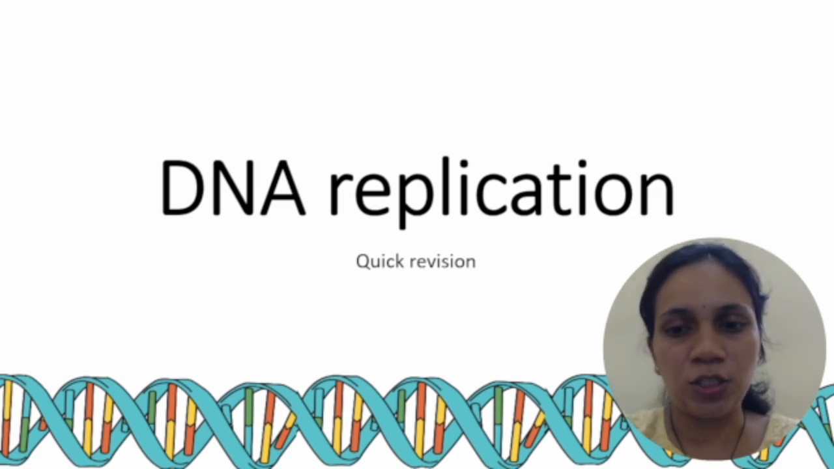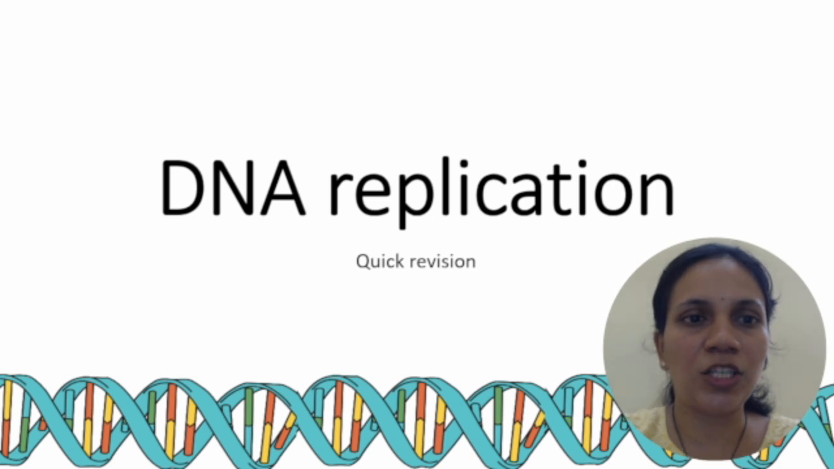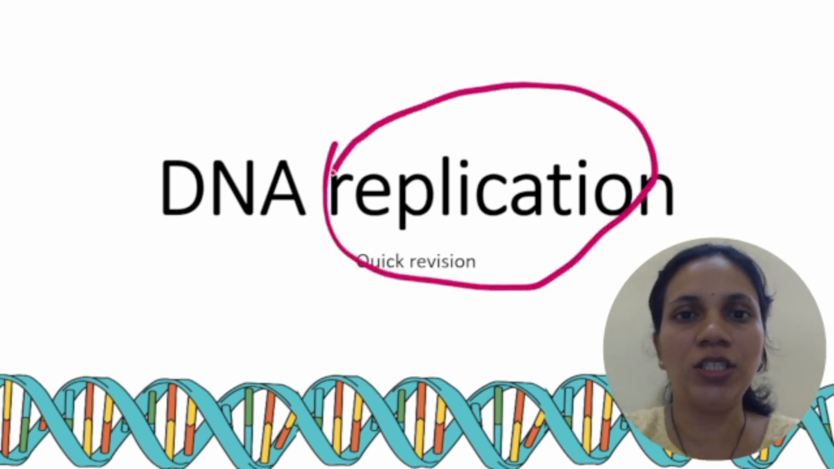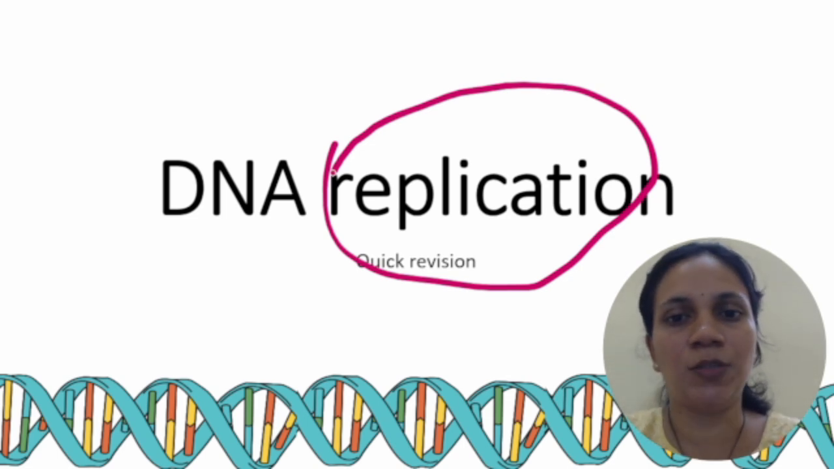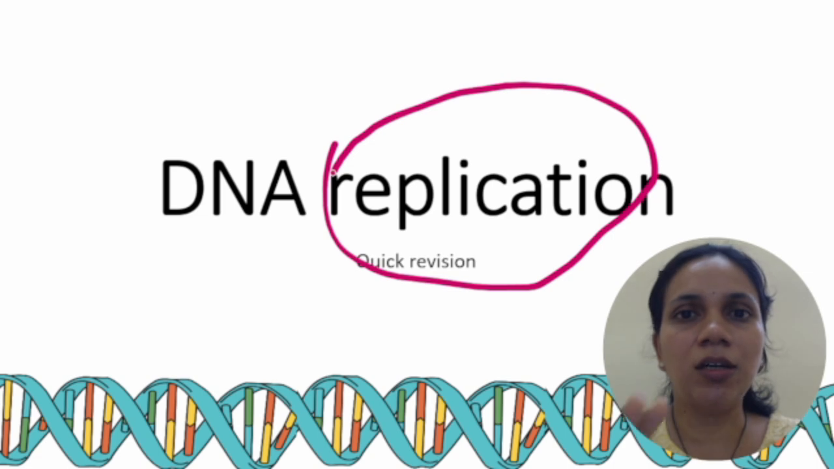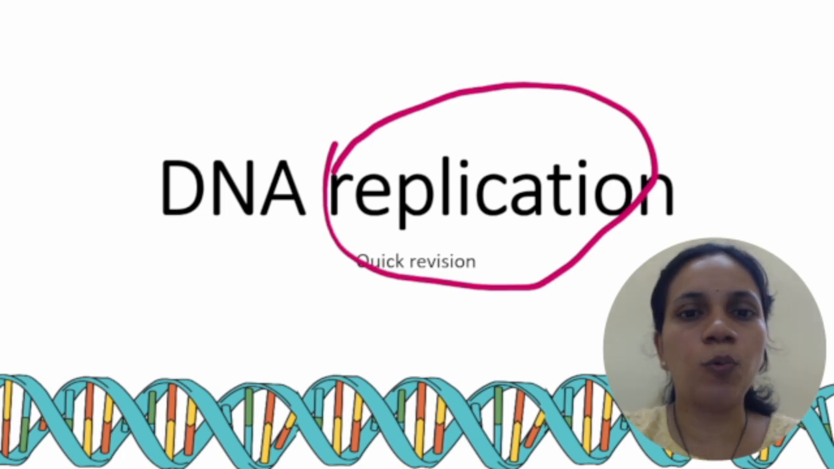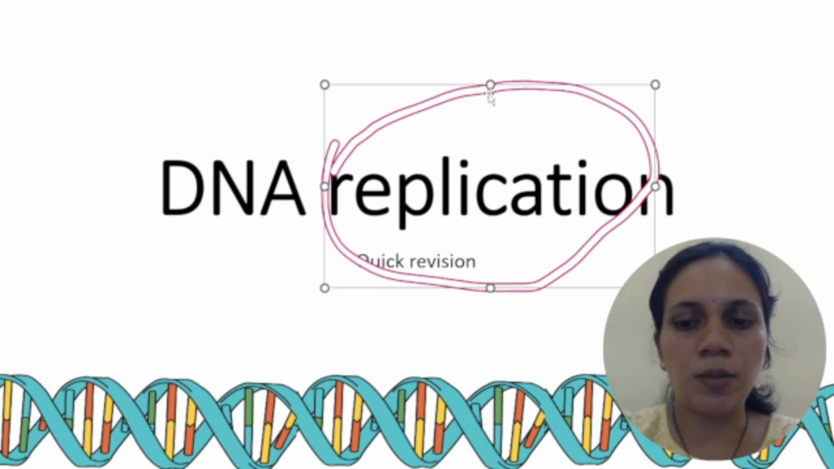So DNA replication. First of all, this term replication means formation of a copy. So in DNA replication, a copy or a replica, a look-alike of the DNA, is being formed. This process occurs with the help of certain catalysts. These catalysts are called enzymes. So there are different enzymes involved in this particular process.